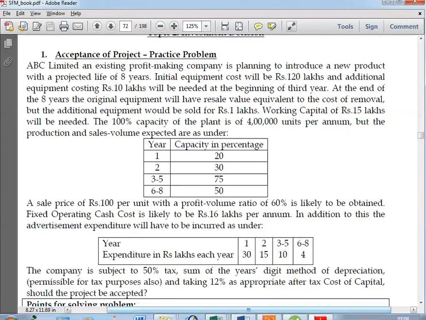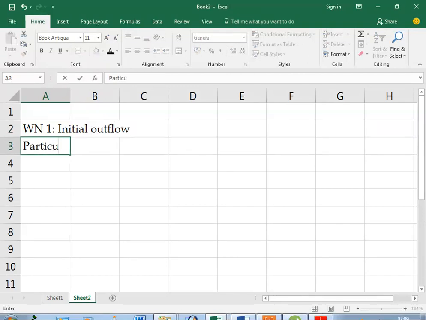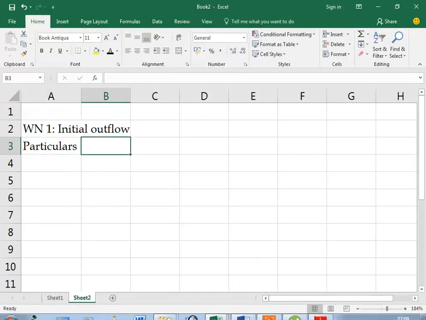Okay, the requirement of the question is, should the project be accepted? We'll evaluate it through an NPV analysis. Step 1, initial outflow. Working note 1, initial outflow. Particulars and amount in bracket in lakhs.